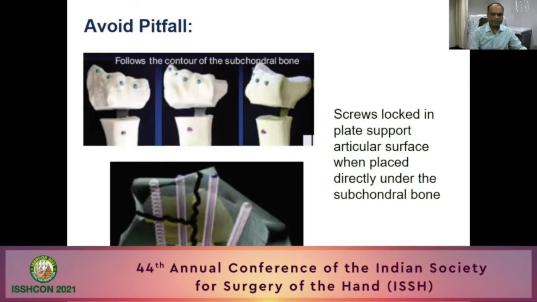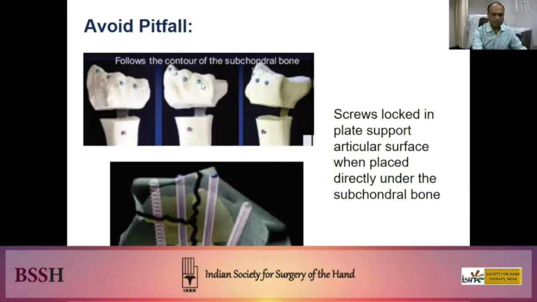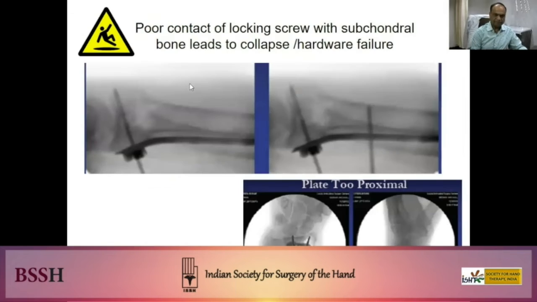And the other point is the screws of the plate, they should be in the subchondral bone, because this is the stronger part of the bone. So poor contact of locking screw with the subchondral bone, they are the cause of the failure of the implant. So this is a good contact. This is a good contact, but here the plate is too proximal. So this is a good contact.